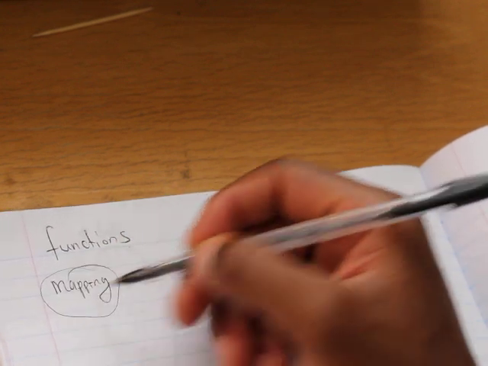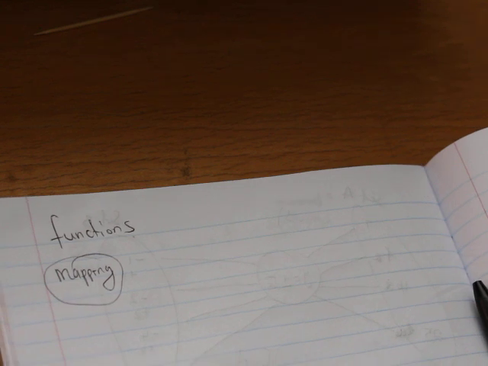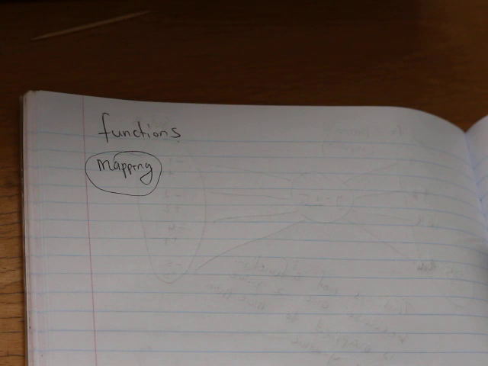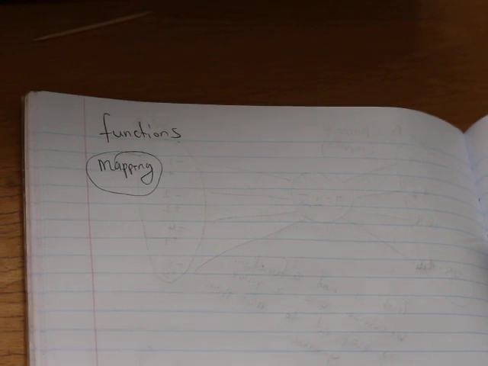A mapping. So anything that we're not sure of whether it's a function or not, we're just gonna call it a mapping. Anything that we're not sure as to whether it's a function or not, we call it a mapping. So in other words, there's mappings that are actually also functions, and there's mappings that are not functions.